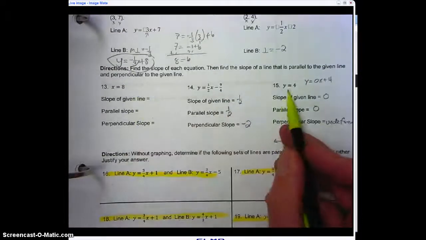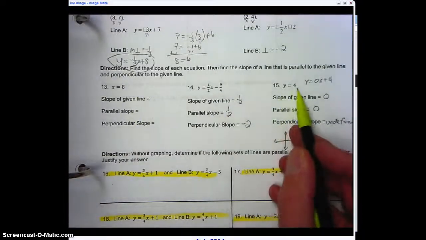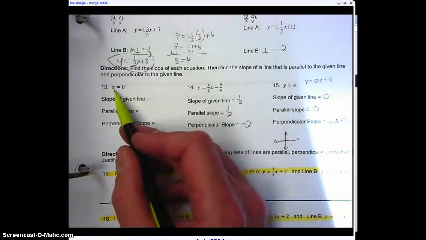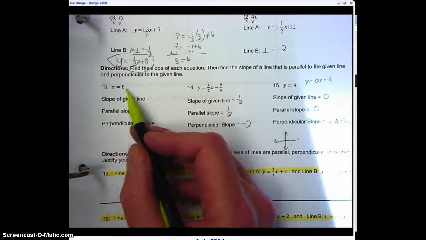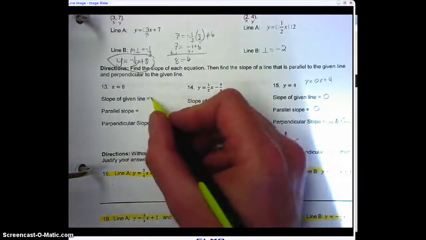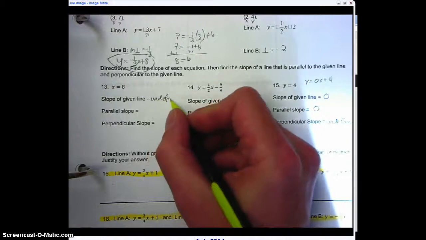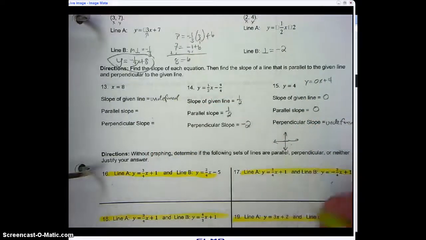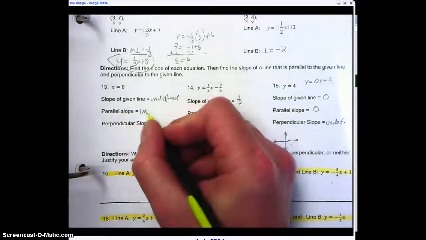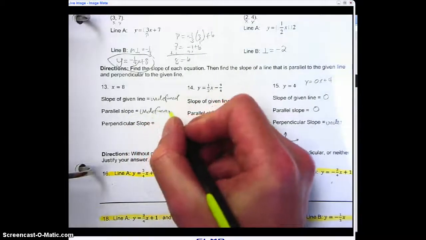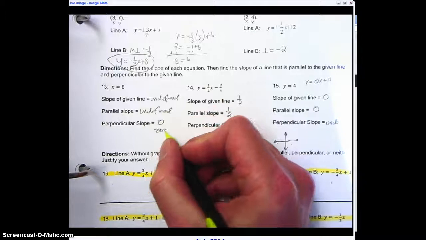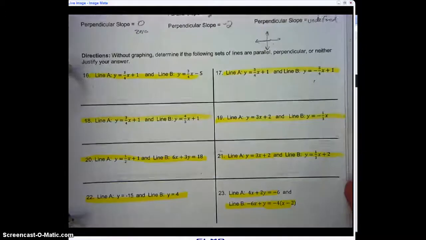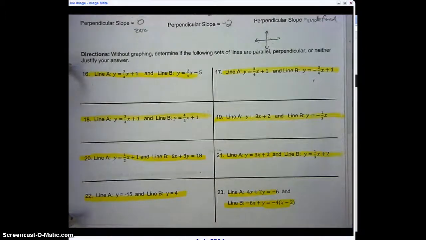Let's move back to number 13. Number 15 is missing an x. Guess what number 13 is missing? A y. If this is missing a y, it is a vertical line, which means it's undefined. That almost rhymes, and so does that. Vertical line, undefined. Parallel slope is also undefined. Therefore, the perpendicular slope must be 0. Okay, I don't know why I highlighted these. They're super easy.